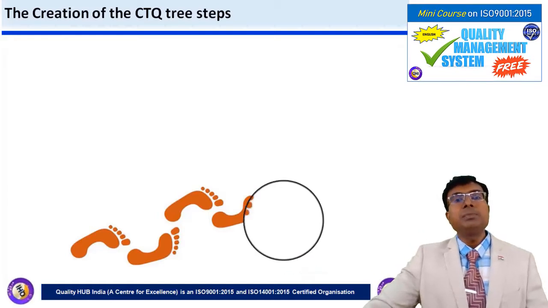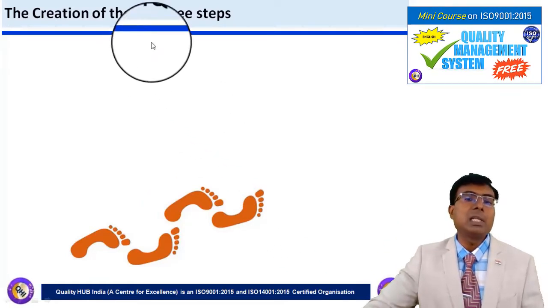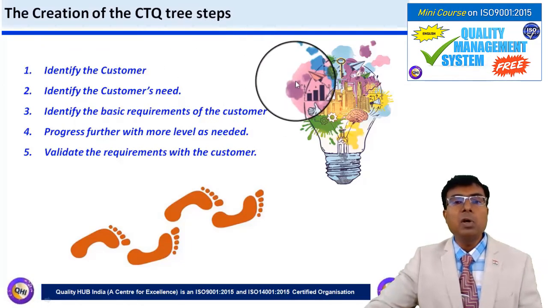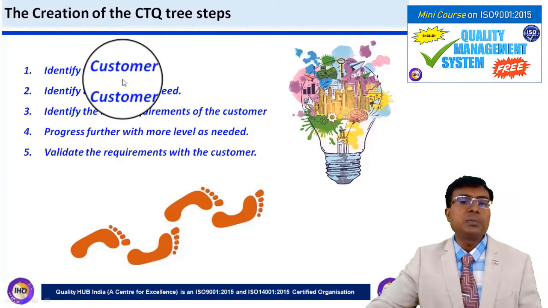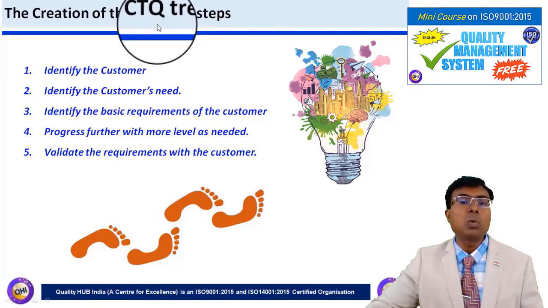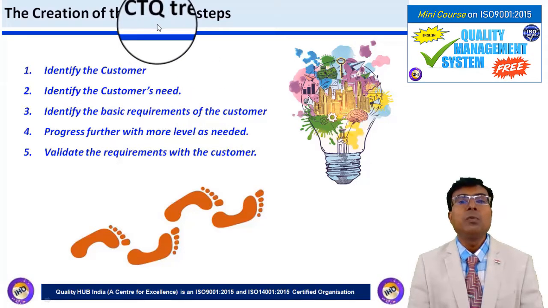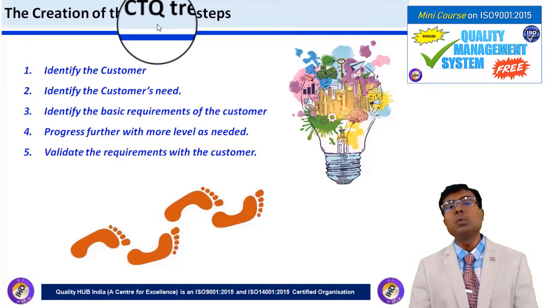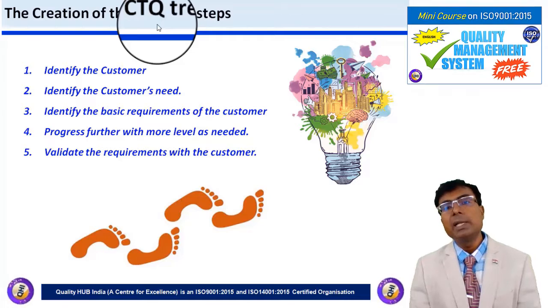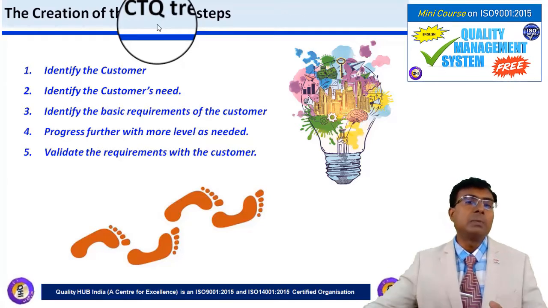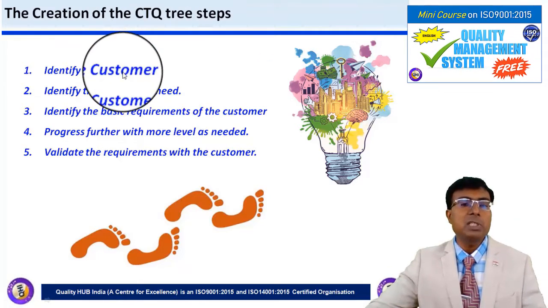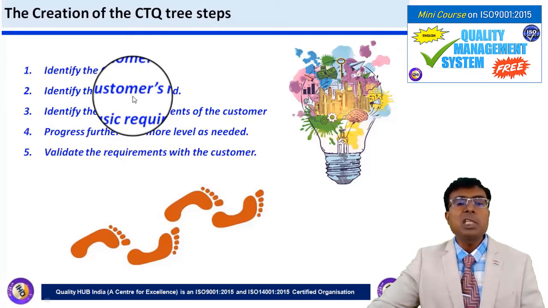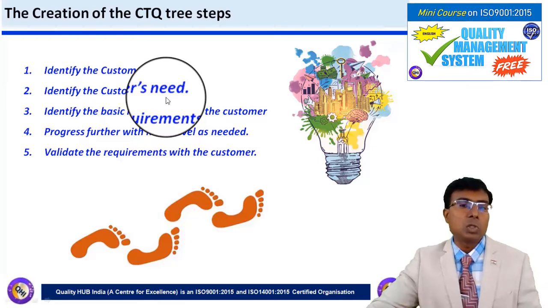Now let's understand how to proceed or what are the critical steps for preparing critical to quality tree. So first of all, we need to identify the customer. Since we are talking about critical to quality, which is critical in nature for impacting positively the customer. So first of all, we need to understand who is my customer, for which I need to identify CTQ element. So identification of the customer is the first step. Once I identify, then I move to identify the customer's need. So customer's need could be one, it could be multiples also.